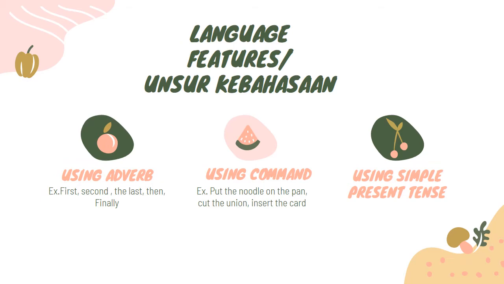In procedure text, usually we use adverb. Biasanya kita menggunakan kata keterangan seperti first, second, and finally. And also using command dan juga menggunakan kalimat perintah seperti cut the onion, potong bawangnya, insert the card, masukkan kartunya. We write a procedure text using simple present tense. Kita menuliskan sebuah teks prosedur dengan menggunakan simple present tense.